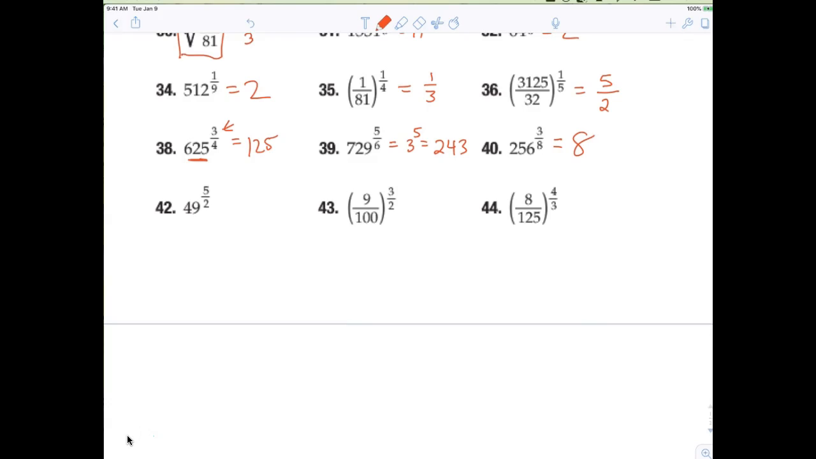Square root of 49 is what? 7 to the fifth power. 16,807. I'll take your word for it. Double check him, please.